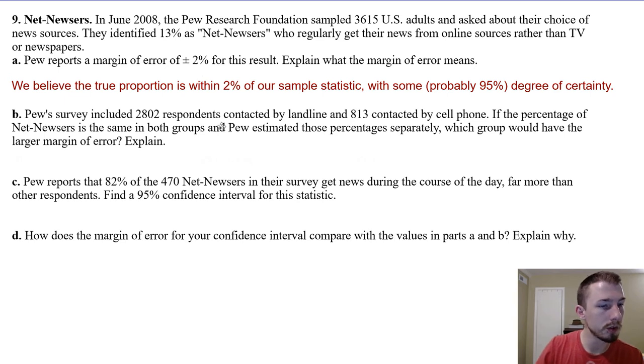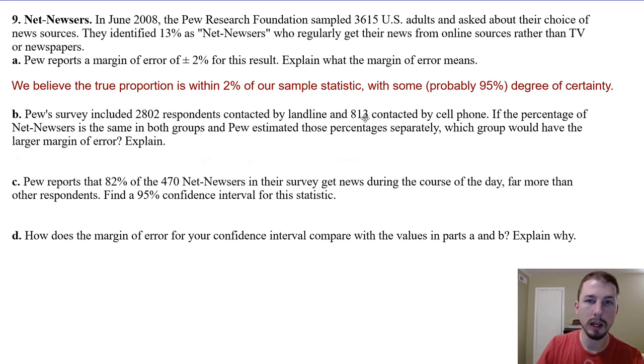Okay. Pew's survey included 2,802 respondents contacted by landline and 813 contacted by cell phone. If the percentage of net newsers is the same in both groups, and Pew Research estimated the percentages separately, what group would have the larger margin of error? Well, the only difference we see is the sample size. Every time we quadruple the sample size, that's going to cut our margin of error in half. And so if this is a fourth of this one, then it's going to have double the margin of error.